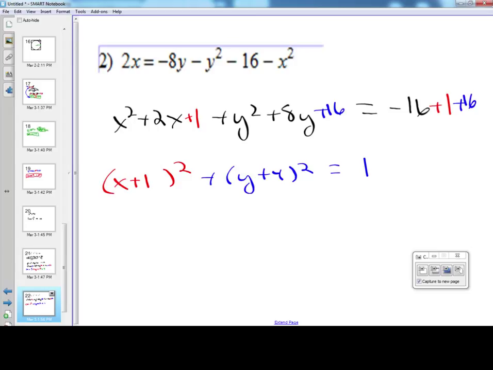So I have a circle. McKenna, where's it centered at? The opposite of, well, actually, what makes this 0? Negative 1. What makes that 0? Negative 4. So it's negative 1 comma negative 4, and the radius is going to be 1, because it's the square root of that 1, and the square root of that 1 is 1. I love 1. It's so cool.